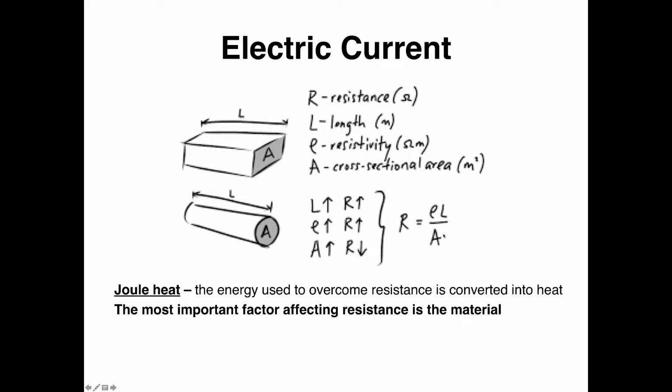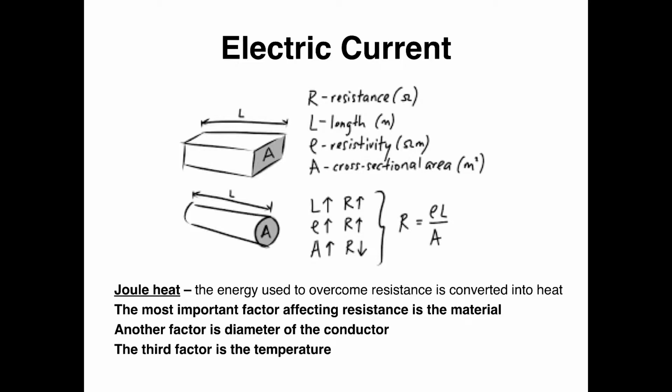So the most important factor is the material's resistivity, but also the diameter or cross-sectional area of the conductor, as well as the temperature. That's something that's not considered in this formula. And then the length of the conductor. So the temperature is actually not listed here, but it would make sense that if you have more internal motion, there would be the potential of either increasing or decreasing the ability for a material to conduct.